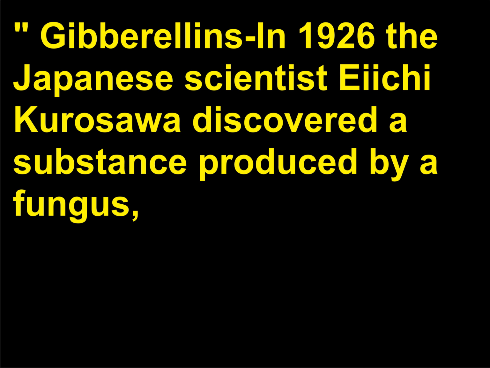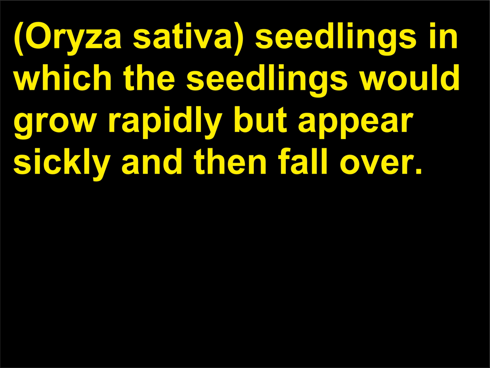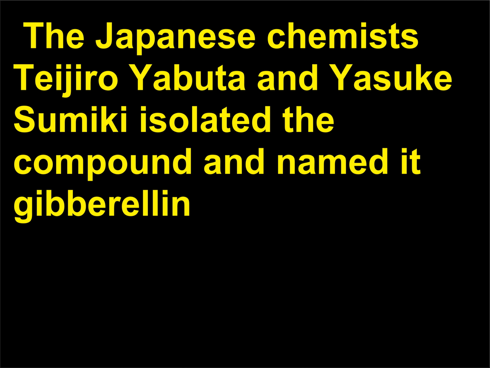Gibberellins. In 1926 the Japanese scientist Eiichi Kurosawa discovered a substance produced by a fungus, Gibberella fujikuroi, that caused a disease, foolish seedling disease, in rice, Oryza sativa, seedlings, in which the seedlings would grow rapidly but appear sickly and then fall over. The Japanese chemists Teijiro Yabuta and Yusuke Sumiki isolated the compound and named it gibberellin.